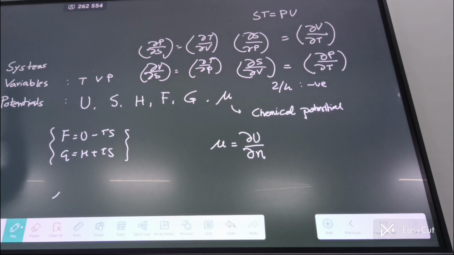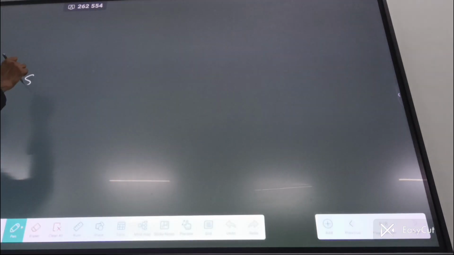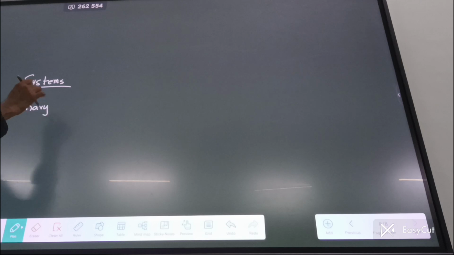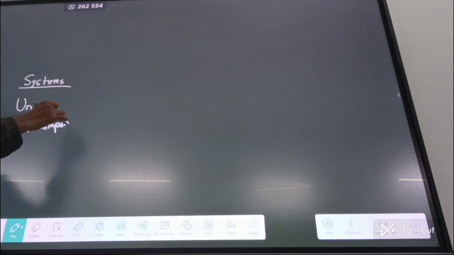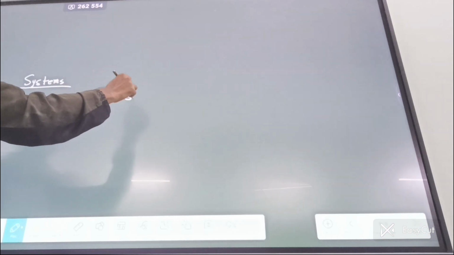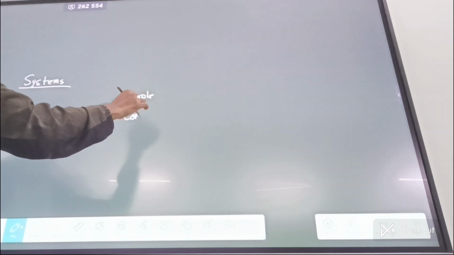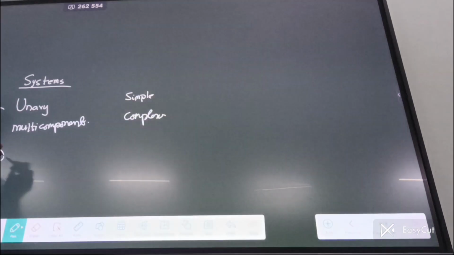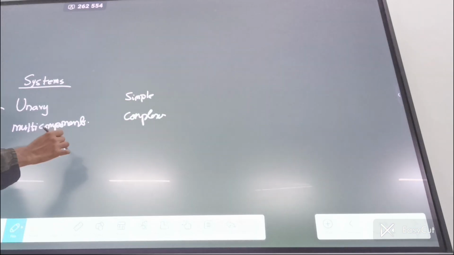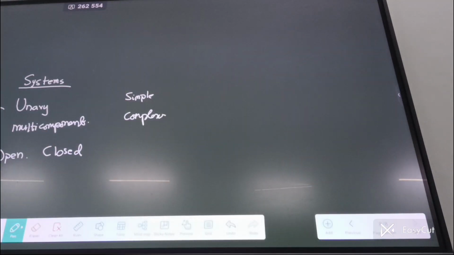Now, what about the systems? There are different ways you can differentiate or classify a system. Systems can be unary systems or systems having multiple components. From the name itself you can understand: one has one component and the other has more than one component. Secondly, we can have simple and complex systems. You have open and closed systems. Yes, those are the different ways by which we classify them.